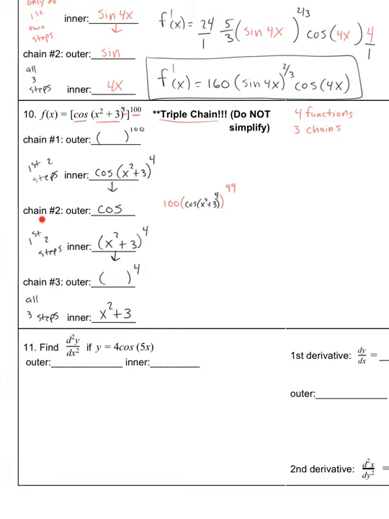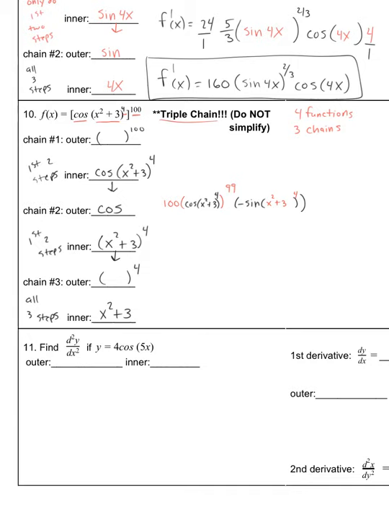Now we start over and go to the second chain. What's the derivative of the outer? The derivative of cosine is negative sine, blank set of parentheses. And now inside that parentheses we plug in the inner as is, x squared plus 3 to the 4th. So we did the first two steps. Derivative of the outer, plug in the inner as is.